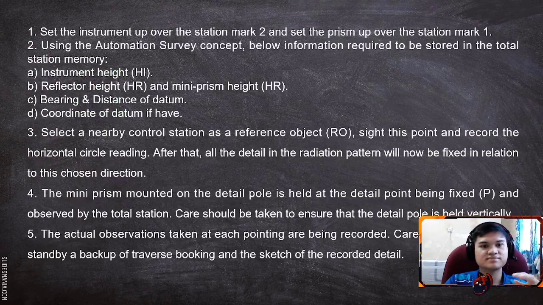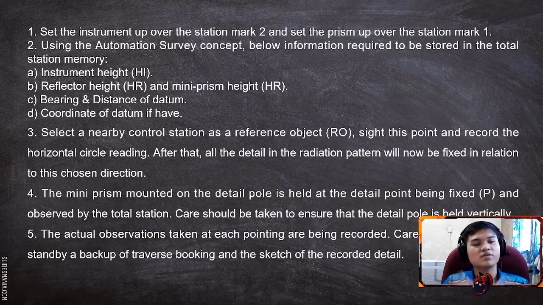First step you need to know is set the instrument up over the station mark 2 and set the prism up over the station mark 1. After that, using the automation concept, you need to fill in the information required to be stored in the total station memory, such as instrument height, reflector height, mini prism height, coordinate of datum if have. And the last one is bearing and distance of datum.